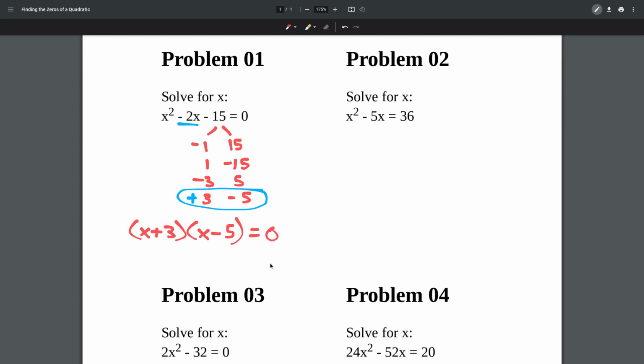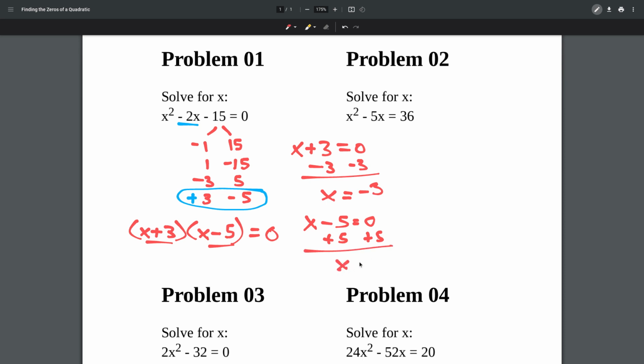Okay, so now what I'm going to do is use the zero product property and set each of these factors equal to 0 to solve for x. So I'm going to set x plus 3 equal to 0, and I'm going to subtract 3 from both sides, and I'm going to get x equals negative 3. And I'm also going to set x minus 5 equal to 0, and I'm going to add 5 to both sides, and I'm going to get x equals 5. Okay, so my two solutions are x equals negative 3 and x equals 5.